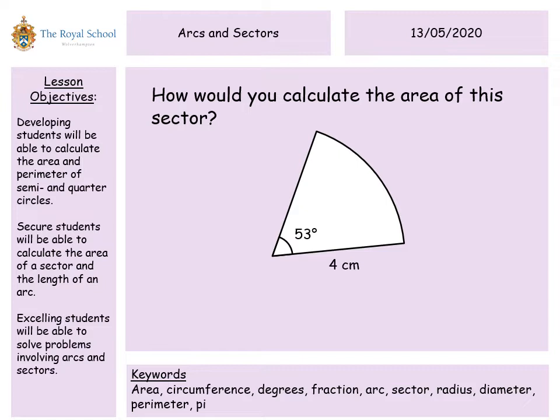It may well be the case that in a really high-end question they were asking you to leave your answer in terms of pi, which is another way questions can be asked, in which case you would probably leave your fraction as is until the end of the process. So we've got 53 360ths of the whole circle here.